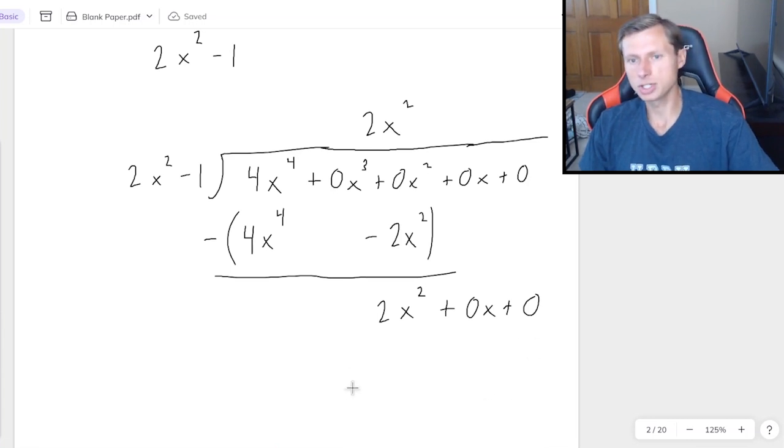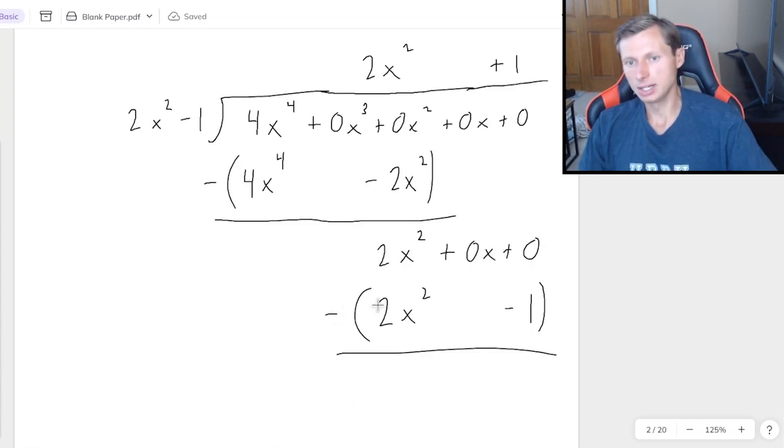And now the question is, what do I multiply by 2x squared to get me 2x squared? The answer is 1. So that's going to be plus 1. And notice where I'm writing it. I'm writing it in the 1's place. The 0x in the middle I don't even care about. Doesn't matter to me. But now I distribute the 1 to both of those terms. That's going to be 2x squared minus 1. Got to subtract it. And that will get us negative 1, so positive 1.